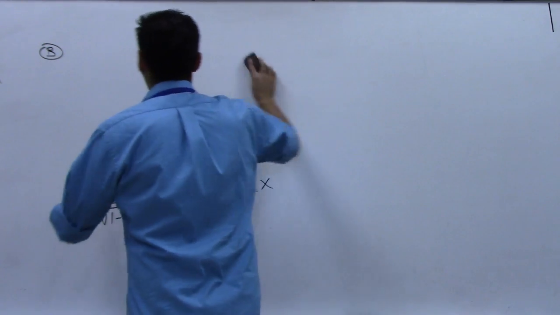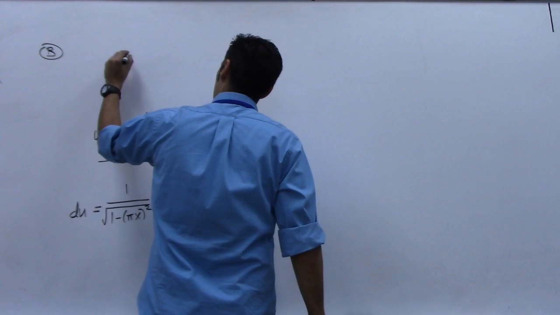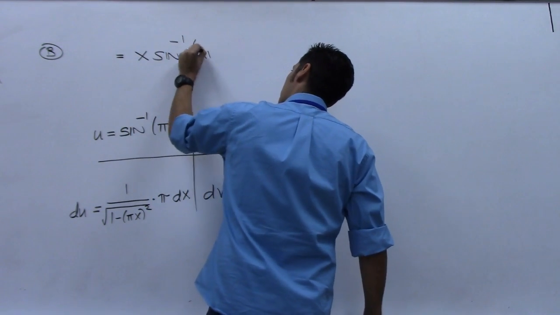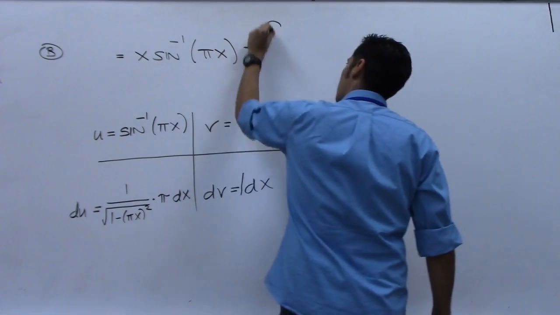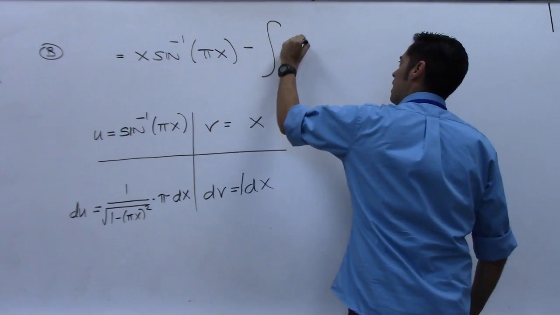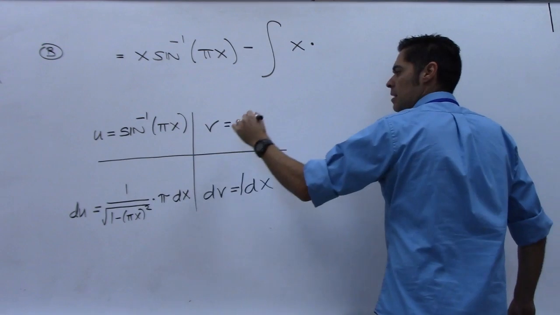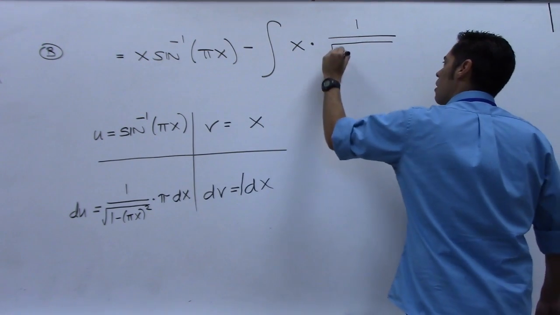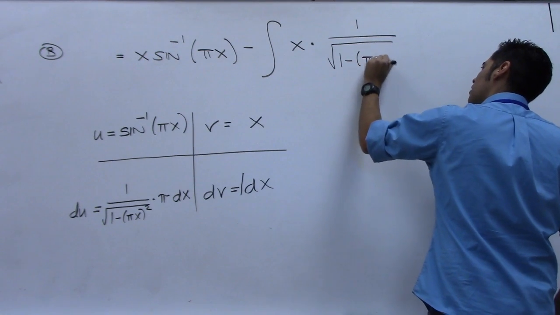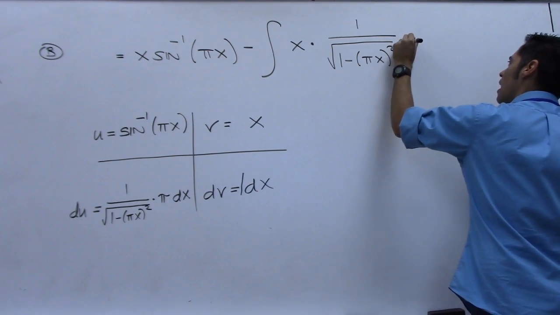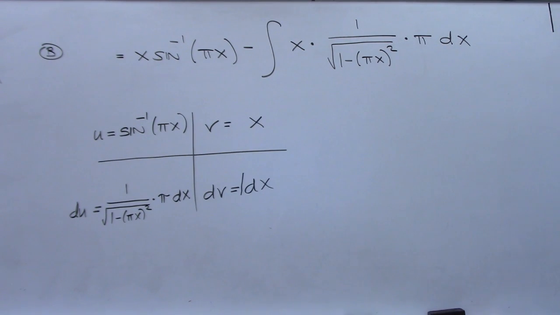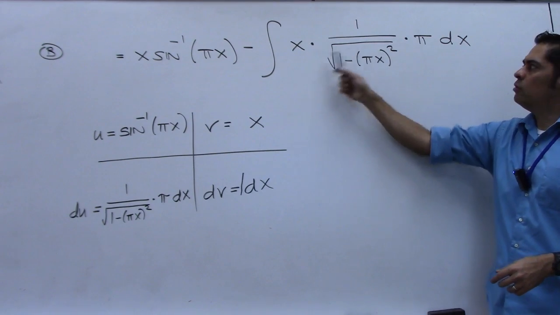The original integral is equal to ultraviolet minus integral of voodoo. V times du, which was 1 over the square root of 1 minus pi x, that quantity squared, times pi dx. Everyone see voodoo there? Voodoo, voodoo.